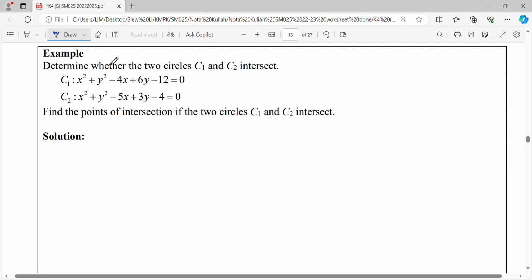For this example, we're going to determine whether the two circles C1 and C2 intersect. Then we find the point of intersection if these two circles intersect. So to find whether the circles intersect or not, we are going to solve these equations simultaneously.